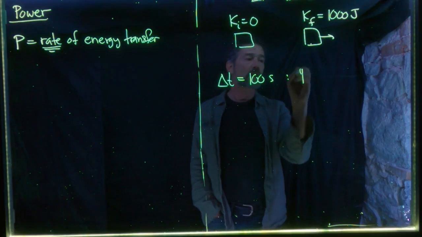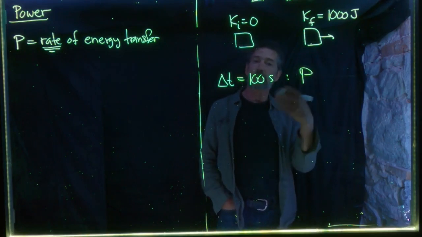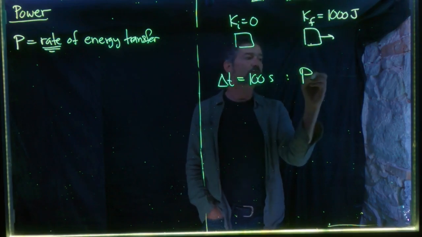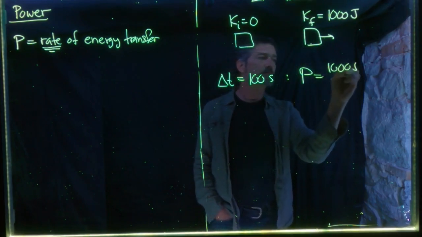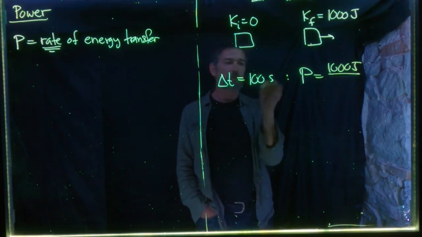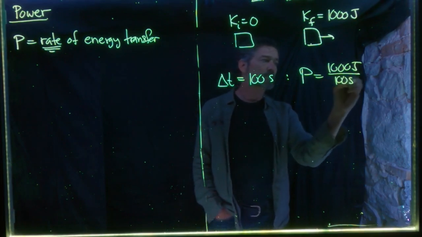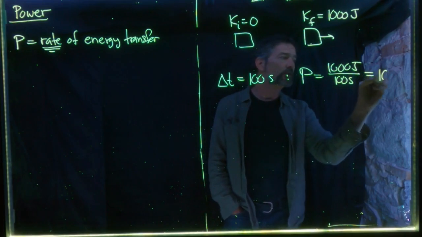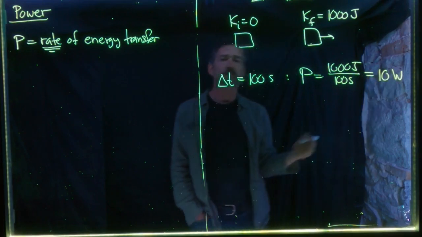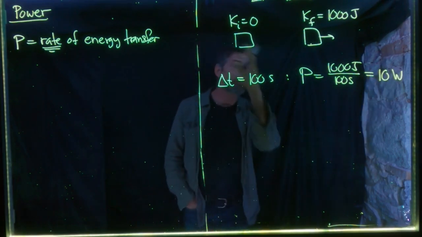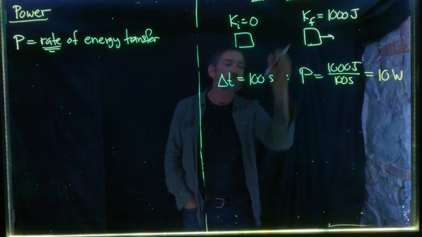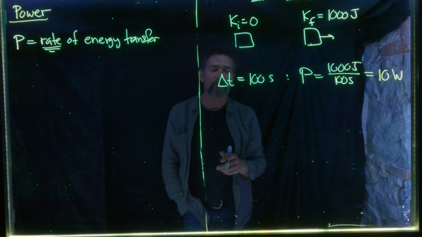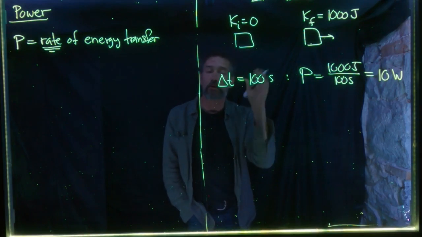So then the power involved, the rate at which energy is being transferred, is 1,000 joules being transferred in 100 seconds. Joules per second is watts. 1,000 divided by 100 is 10 watts. So the power of the car required to do that transfer of 1,000 joules in 100 seconds is a 10 watt powered car. It's like light bulbs, low power, high power.